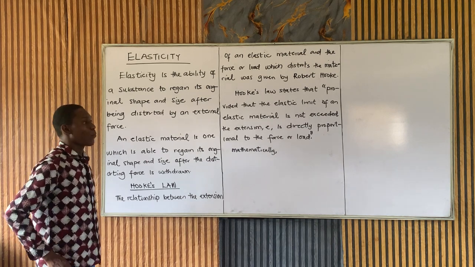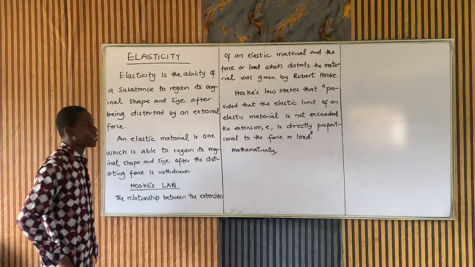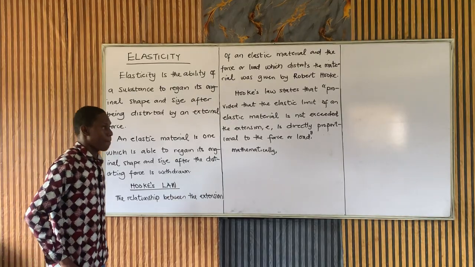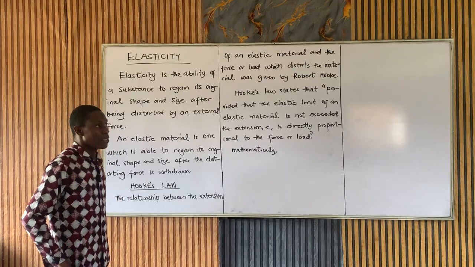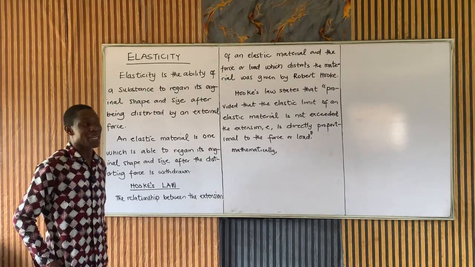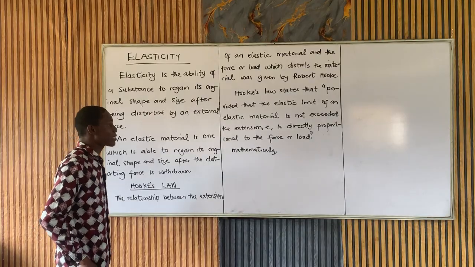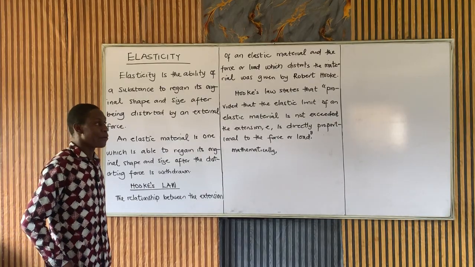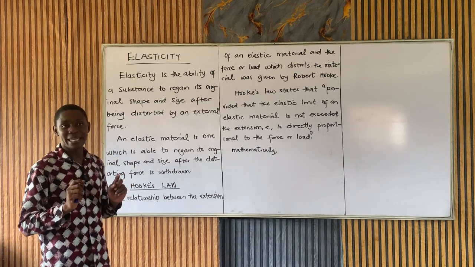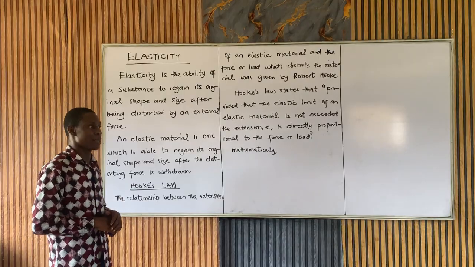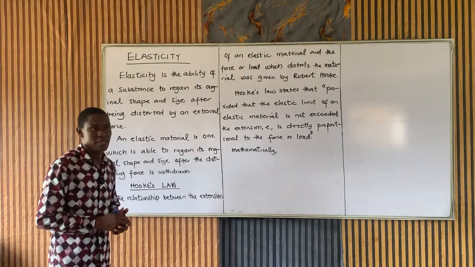And so today we want to consider elasticity. This is one of the very important topics in physics. And so what then is elasticity? You see, elasticity is the ability of a material to regain its original shape and size after being distorted by an external force. Actually, every material is elastic, but the elasticity of every material differs.